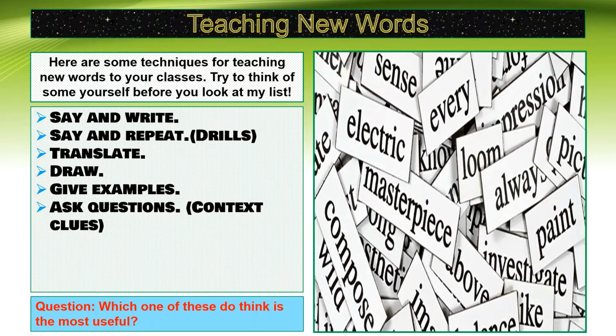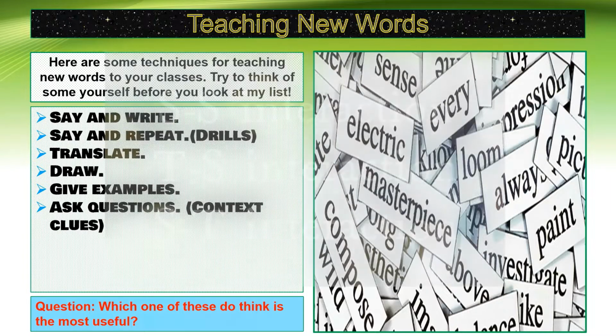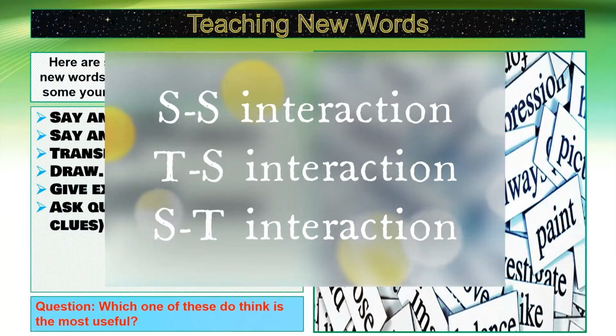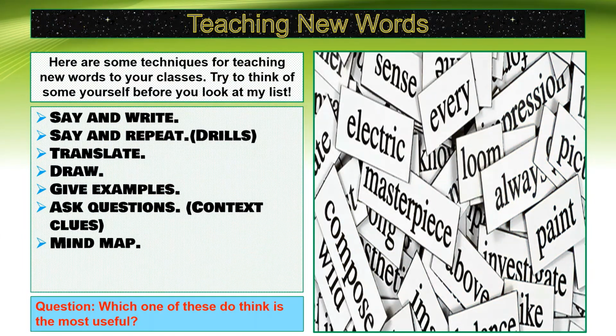Ask questions. We will look at this later in the lesson, but this is a really nice technique where you can incorporate student-student interaction and teacher-student interaction and student-teacher interaction. Mind map and associations. Again, this is something we will look at later in this lesson, but this is a really nice technique for getting children involved with the vocabulary and making them see that the vocabulary has other meanings outwith itself. Okay, so we've looked at some techniques, and did you think of any of your own?